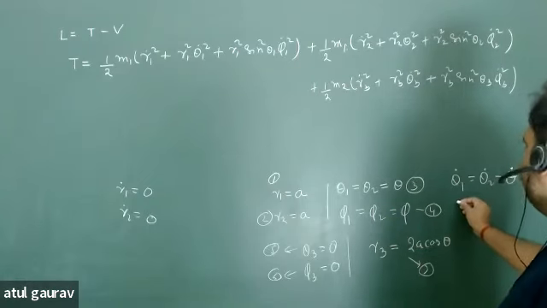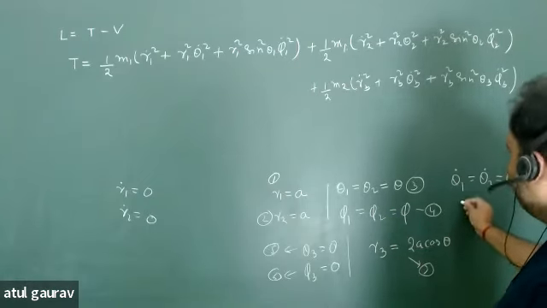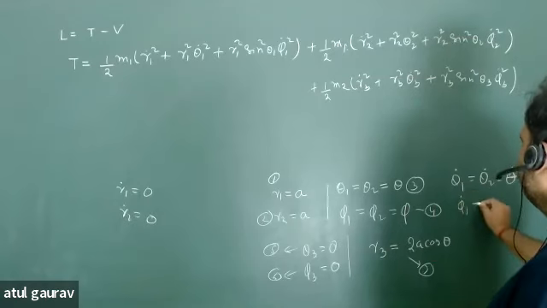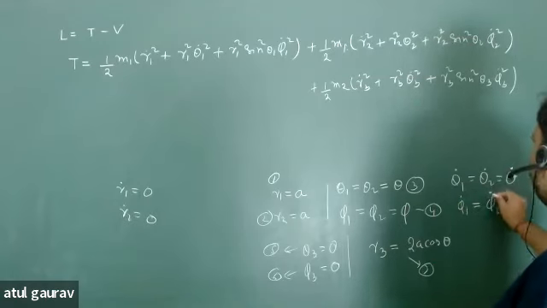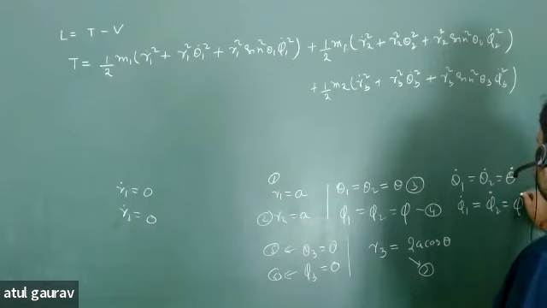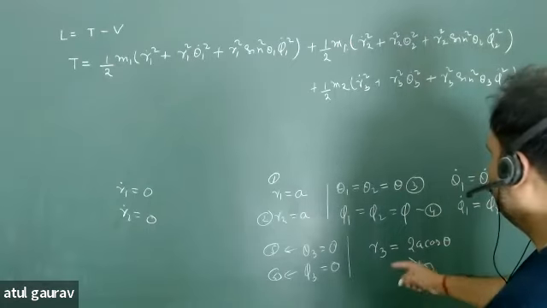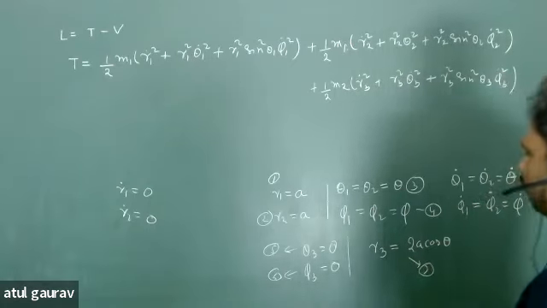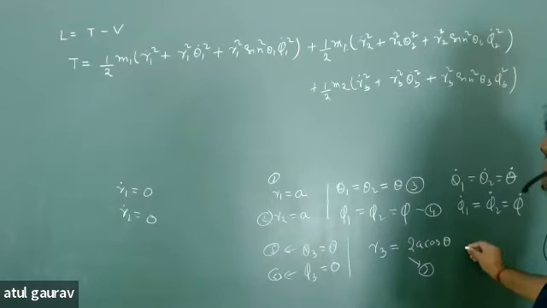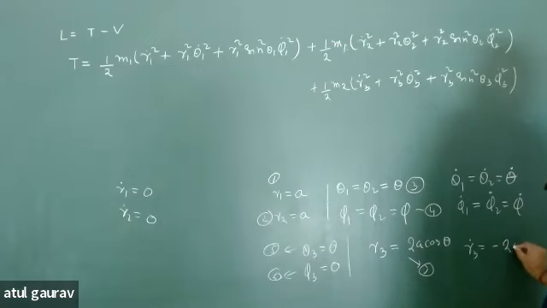Similarly, we have phi1 dot is equal to phi2 dot, which is equal to phi dot. And now we have R3 dot. And what is your R3 dot? R3 dot is equal to minus 2a sin theta dot.